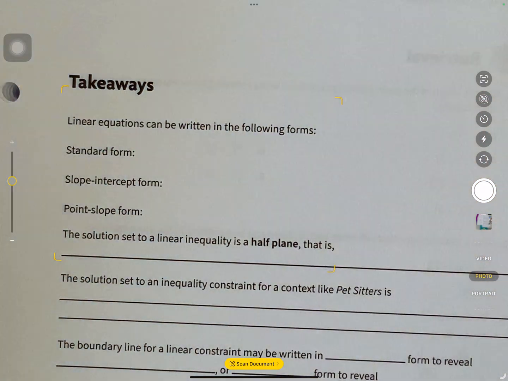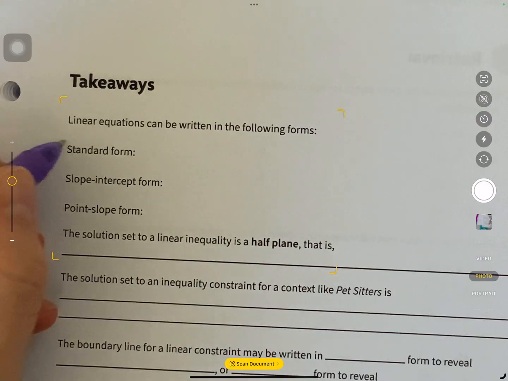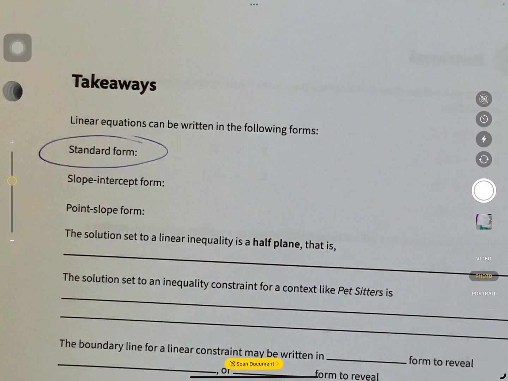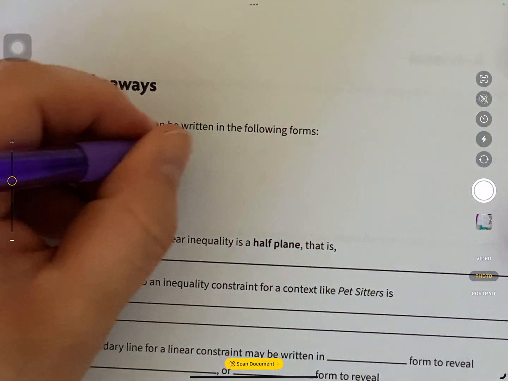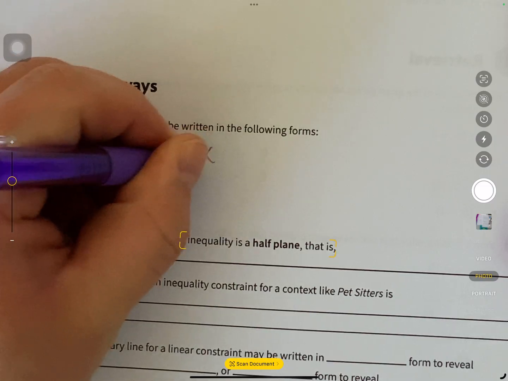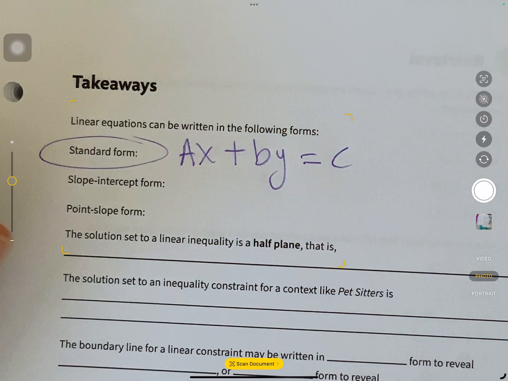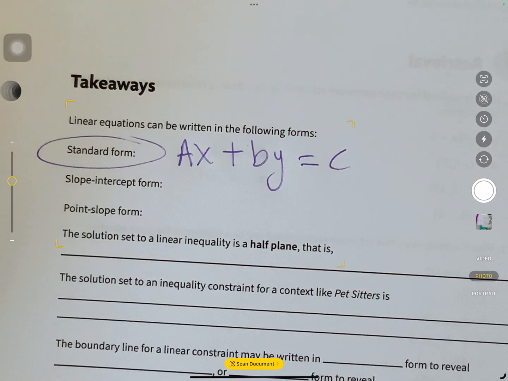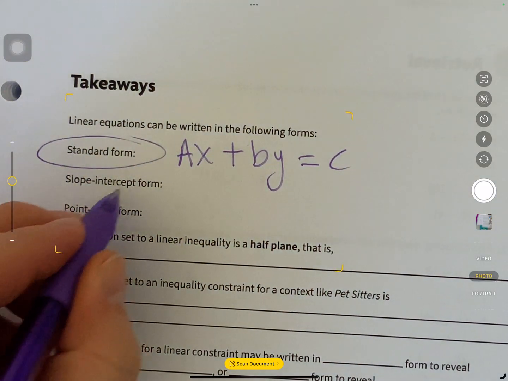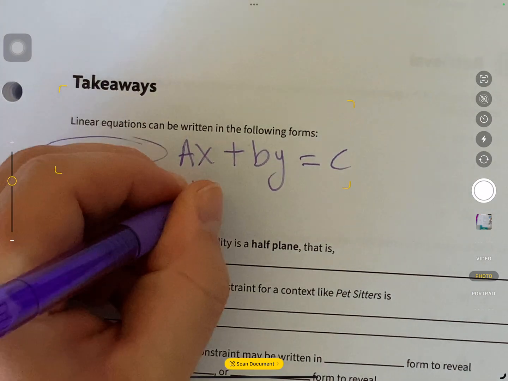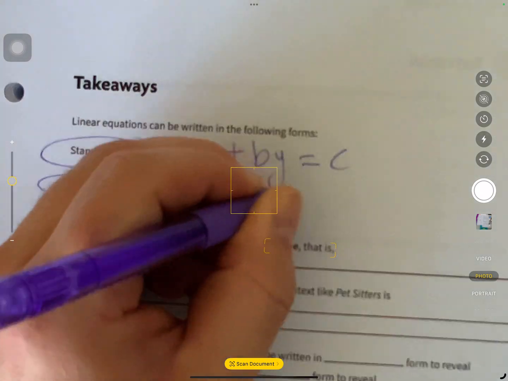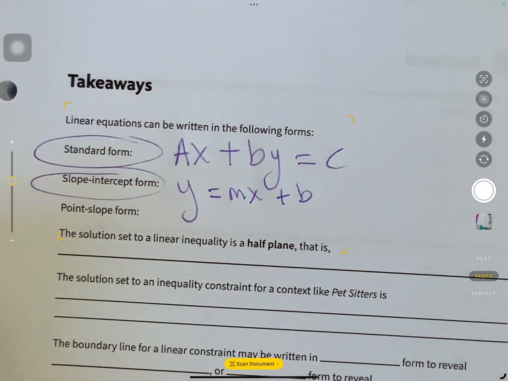The first note is standard form. What is standard form? Good question. Glad you asked. It is Ax + By = C. Write that down. It means nothing to you, so just write it, okay? And then slope-intercept form is something you've seen for 2 years now. y = mx + b.